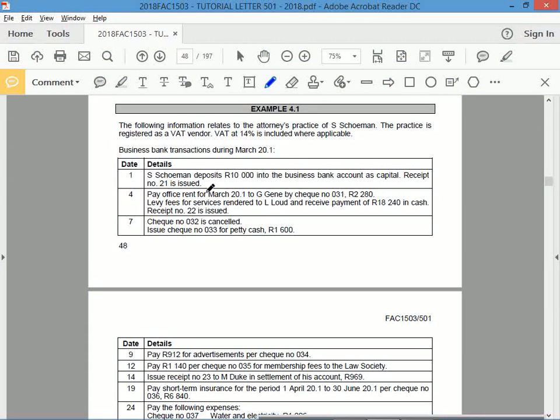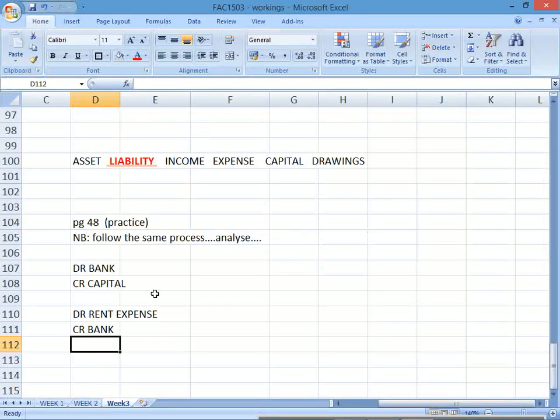Right, is this a VAT vendor? Yes. Will there be VAT on rent? Yes. Okay, if you're paying the landlord for renting an office building or property, there is going to be VAT on the rent. So debit input VAT. Right, there's the next working.